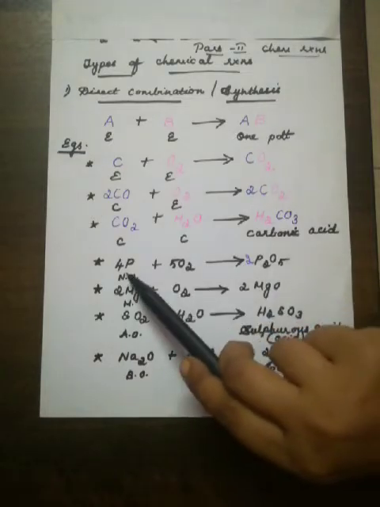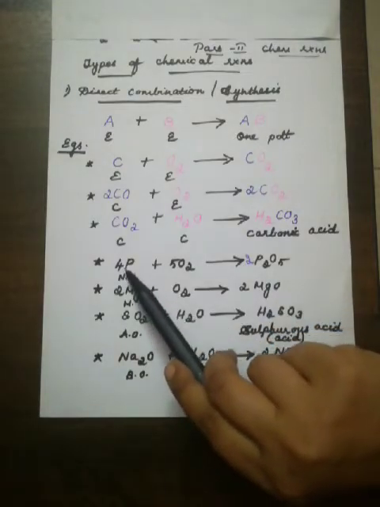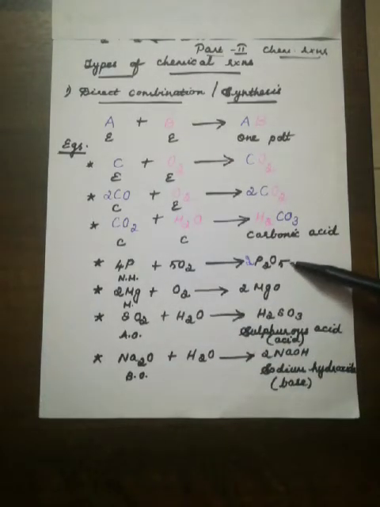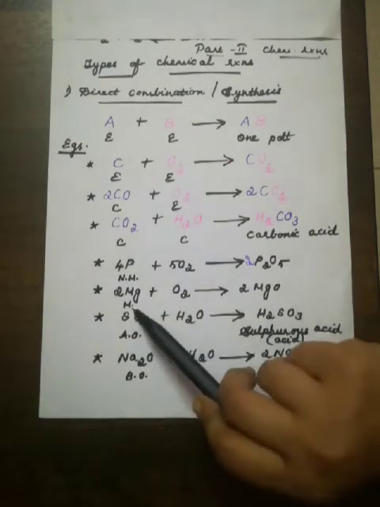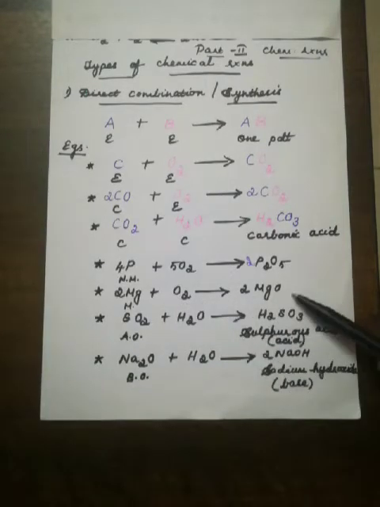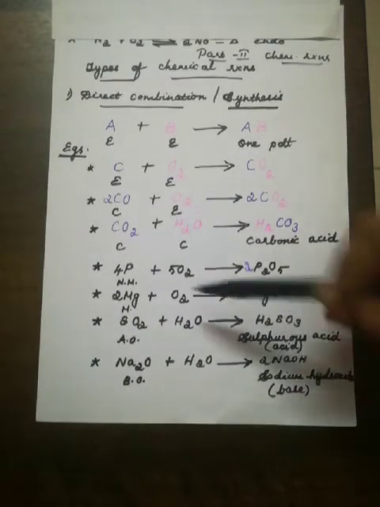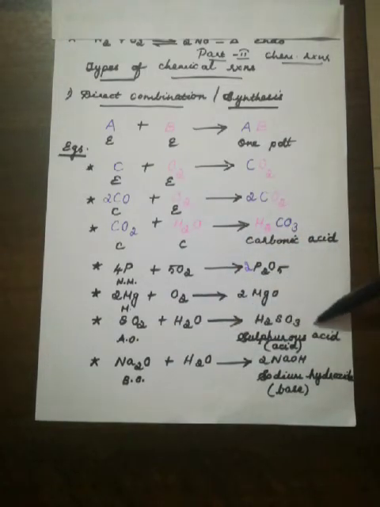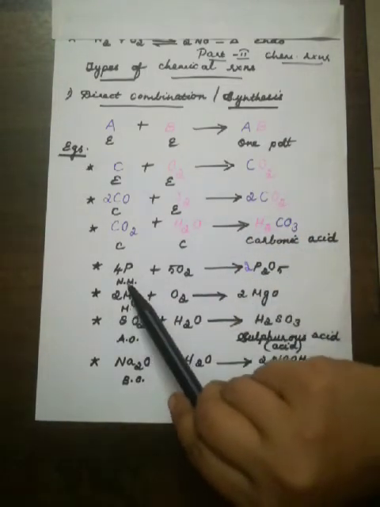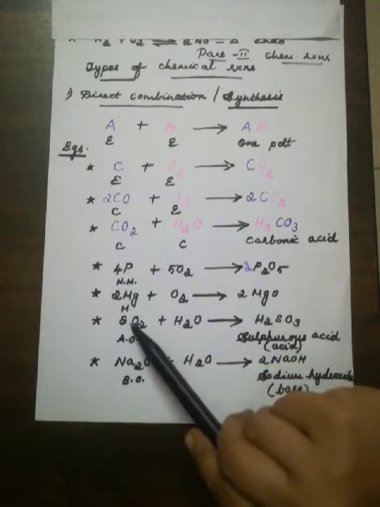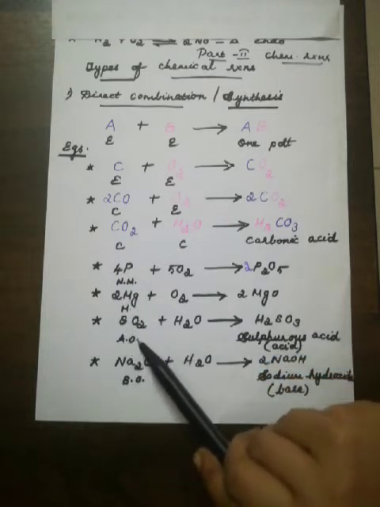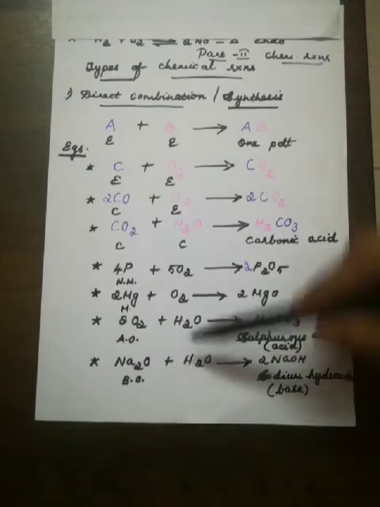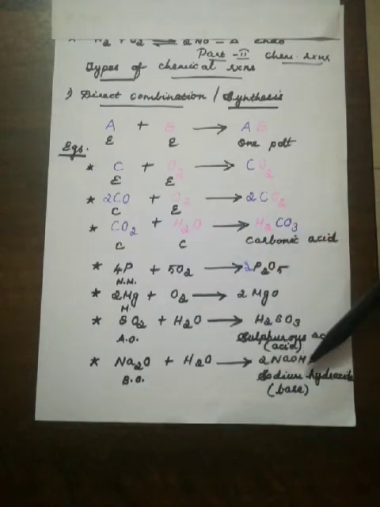Like that we can see one more example of non-metals, that is phosphorus reacts with oxygen to form phosphorus pentoxide. Now magnesium reacts with oxygen to form magnesium oxide. Then sulfur dioxide reacts with water to form sulfurous acid. Wherever I have written NM, it's understood that it's a non-metal. This is a metal, and AO is nothing but acidic oxide, and BO is nothing but basic oxide. A basic oxide reacts with water to form a base.